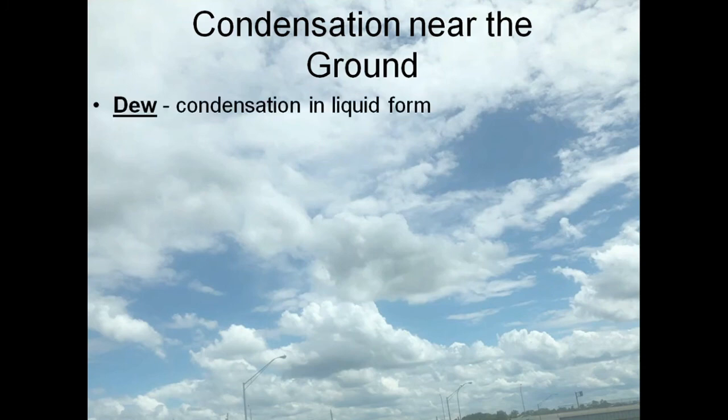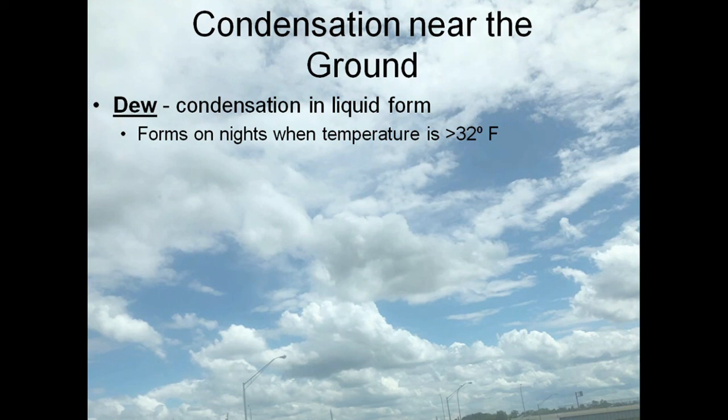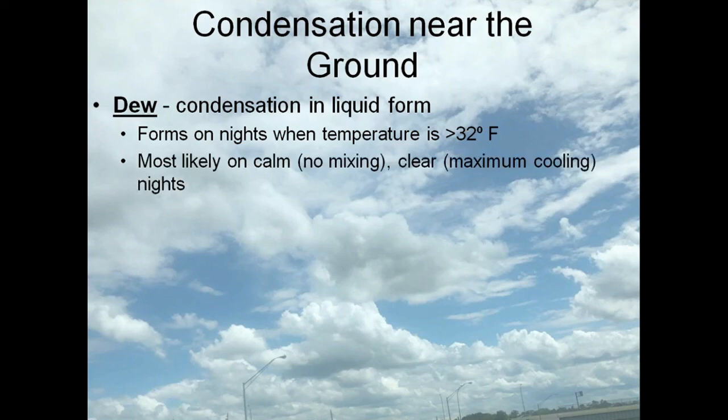Dew, condensation in liquid form, forms on nights when the temperature is greater than 32 degrees, above freezing. Most likely on calm, clear, maximum cooling nights with no mixing. So calm winds. If you get too much wind and way too much mixing, you can't get that condensation because the air just blows and dries everything out. So it has to happen on a calm night with calm winds, and a clear night to get the maximum cooling.